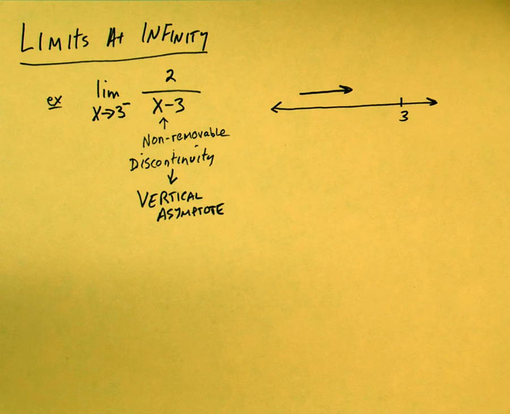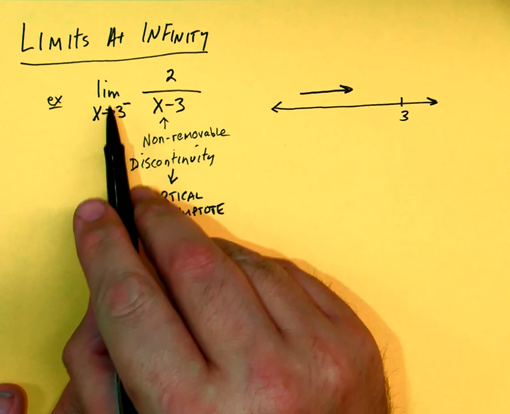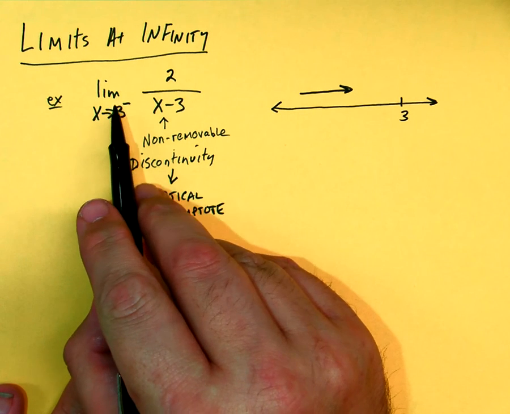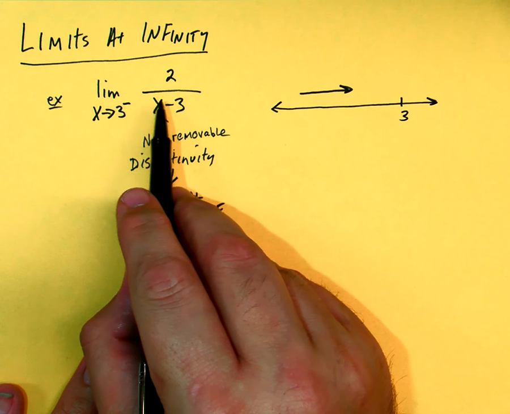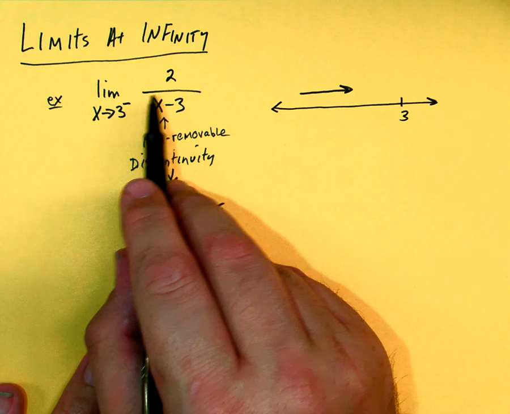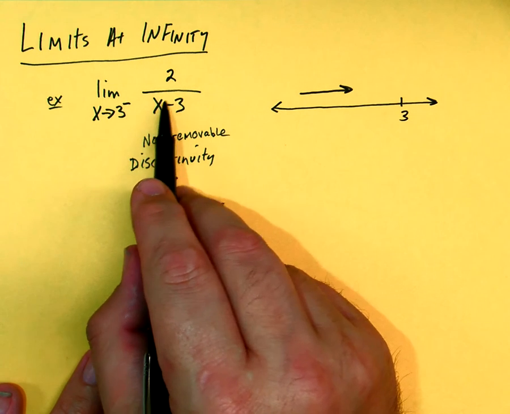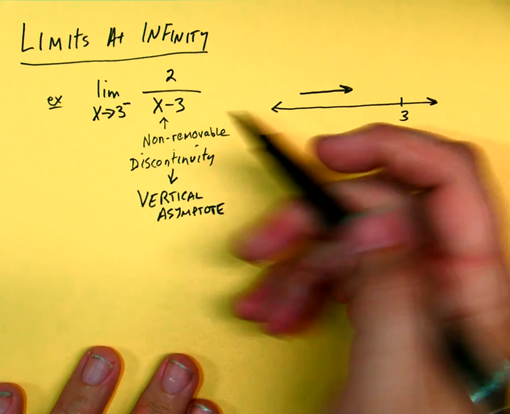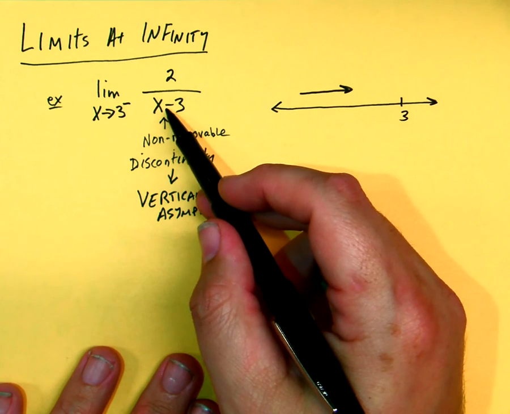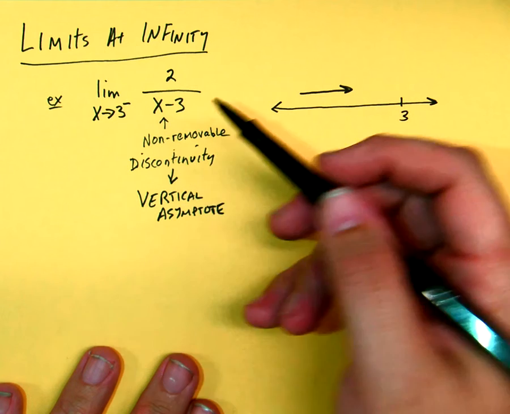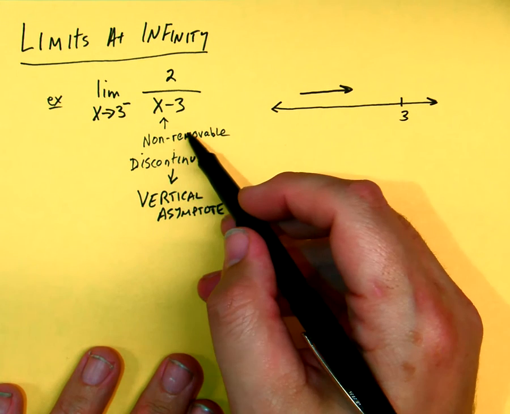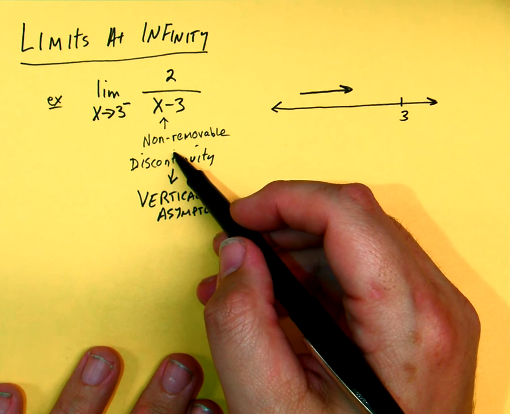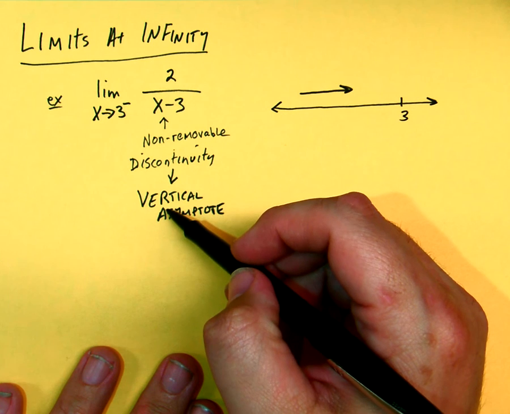We're talking about limits at infinity here, and gave an example of the limit as x approaches 3 from the left of 2 over x minus 3. If we did a direct substitution, we'd find that 3 minus 3 is 0. We get 2 divided by 0. It doesn't work there. 3 is not in the domain of this function. This would be a non-removable discontinuity, which would lead us to say it's an asymptote.